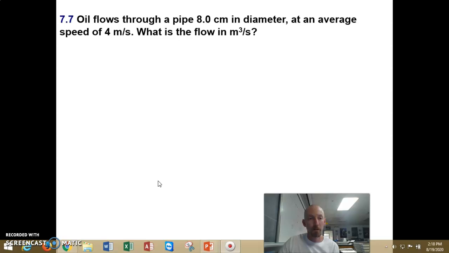So here's a little practice problem. We have oil, for some reason, going through a pipe. The pipe has a diameter. You need to know what that means. It has an average speed of 4 meters per second. And they say, what is the flow in meters cubed per second? So what is our flow rate in meters cubed per second?